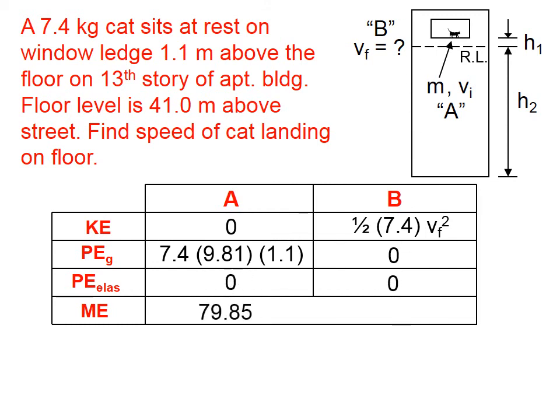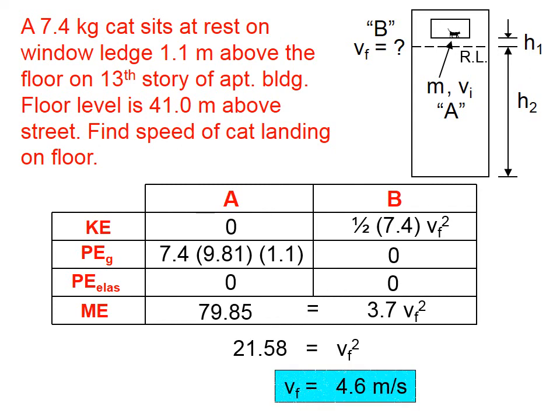So now we're going to total up all the mechanical energy for snapshot A, total up all the mechanical energy for snapshot B. 1/2 times 7.4 is 3.7 VF squared. Those two quantities are equal to each other. Divide both sides by 3.7. Take the square root of both sides. Look at that, just what we got before.